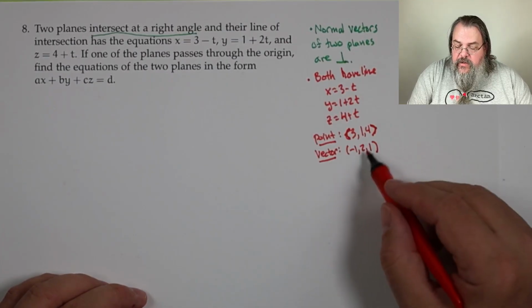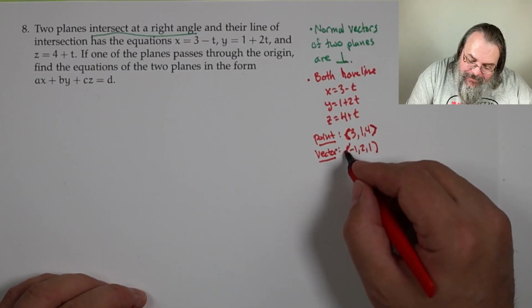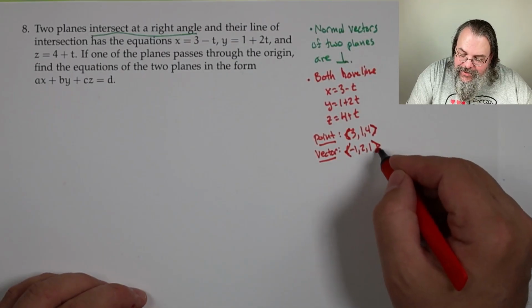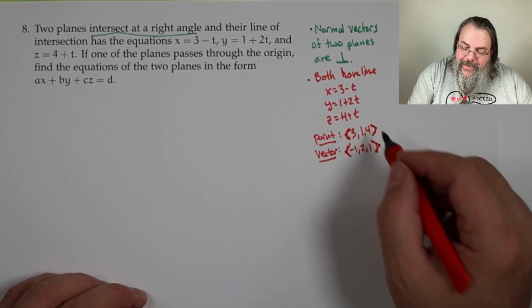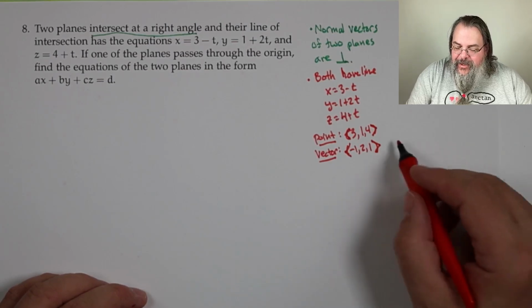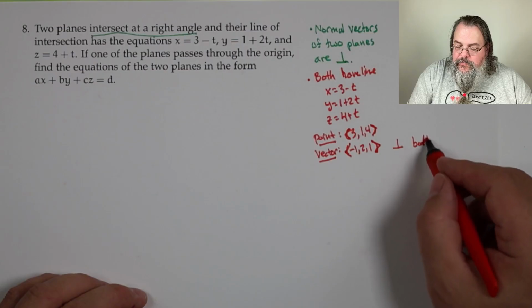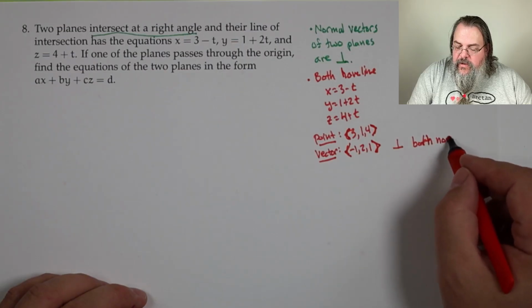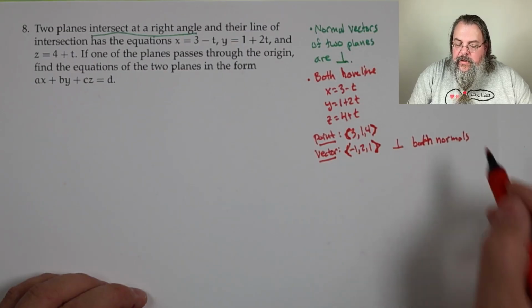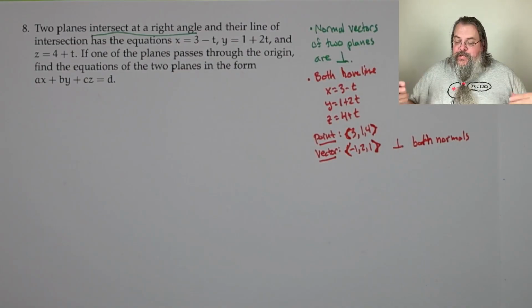So in particular, I wrote it as a point. Point, vector. And here, this is also perpendicular to both normals. Right? So, good. There we go. That's information that we've been given.